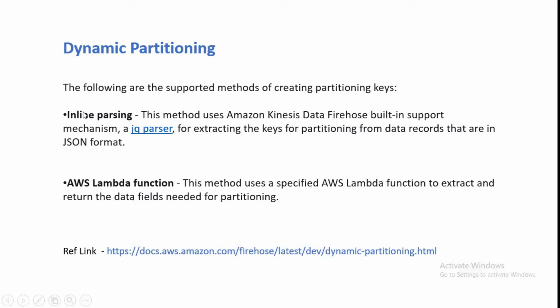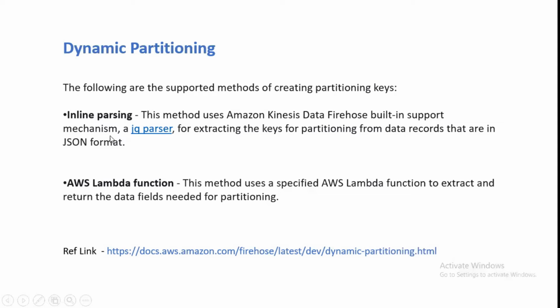So we have two types of partitioning mechanism. One is inline parsing and second is the AWS Lambda function. So as of now, we have our data in the JSON format, so I would recommend to go with the inline parsing in this video. If you want to go with the AWS Lambda function to partition your data and to customize something, you can always refer to this link.